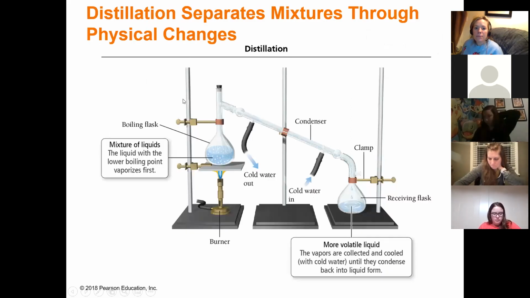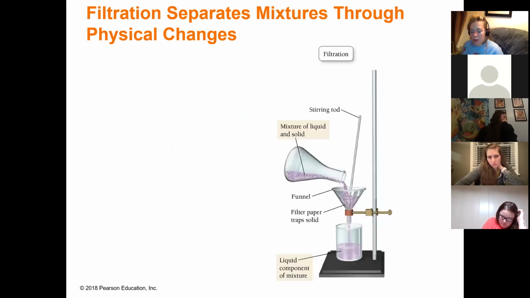So if I have two materials that are mixed together, like salt water, for instance, I can separate those through physical change. Let's say we have salt water. I can boil the salt water.